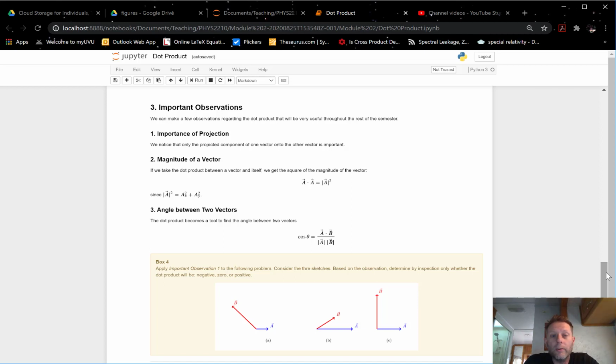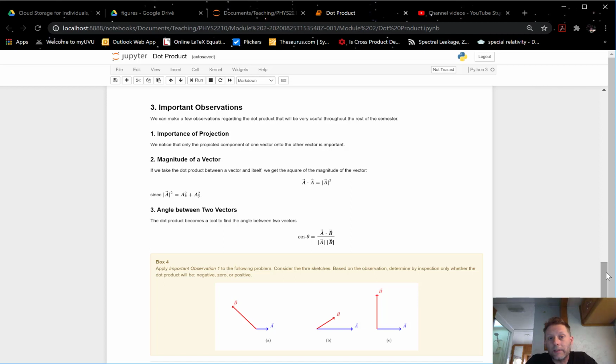Number 1, the importance of projection. It's only the component of one vector onto the other that matters. So if you have 2 vectors that are perpendicular, there's no projection, it doesn't matter. If you take them at an angle, it's only the component that is along the other vector that matters. The one that's perpendicular does not matter. We do not need any information about that component. We only need information about the component along the second vector.